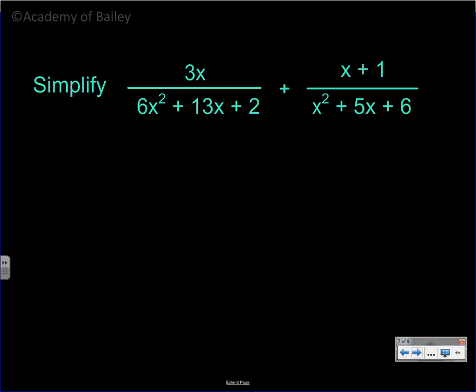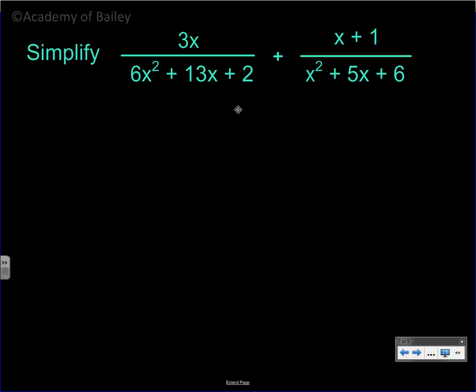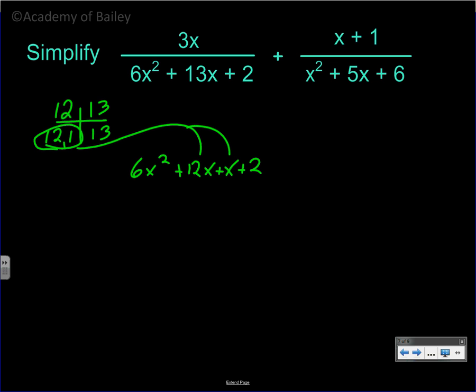Whoa, this one's a little bit challenging. Not overly difficult though. Let's break this down if we can. So let's make our little chart. 6 and 2, both positive, and positive 13. Two numbers that multiply to get 12, that add up to get 13, or 12 and 1. So we'll have 6x squared plus 12x plus 1x plus 2, and I'm getting 12x and 1x from there.